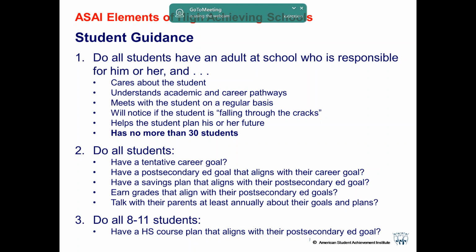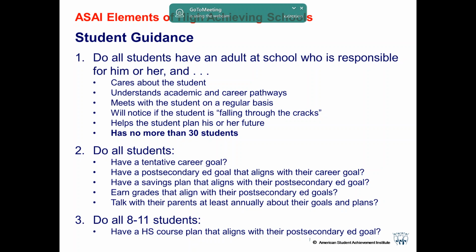Then, as part of this relationship, do all students have a career goal? Do they have a post-secondary ed goal? Do they have a savings plan for post-secondary? Are they earning the grades that align with their post-secondary goals? Do they talk with their parents at least annually, hopefully every week, but at least annually, about their goals and plans? Again, in high-achieving schools, we find that these things tend to happen.